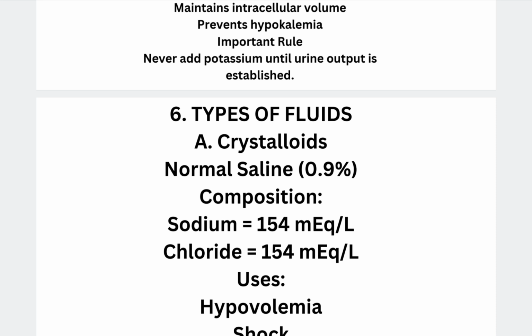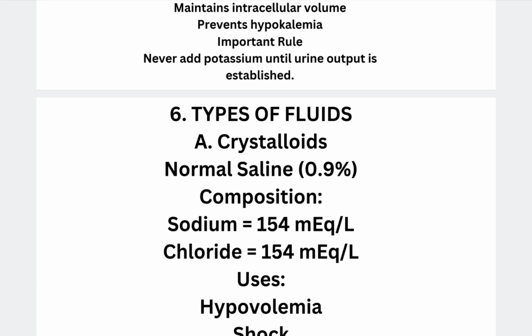So crystalloids, first crystalloid we are doing is normal saline, that is 0.9% weight by volume of sodium chloride. It is a misnomer, because it has osmolarity more than plasma. It is a simple sodium chloride salt dissolved in 1 liter of water. It contains both sodium 154 milliequivalents per liter and chloride 154 milliequivalents per liter.